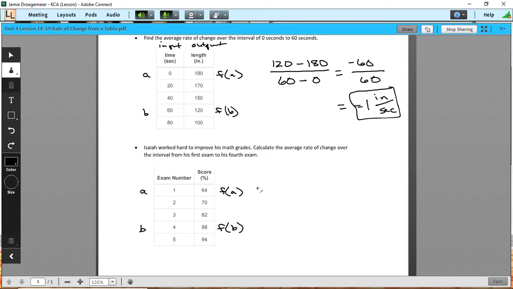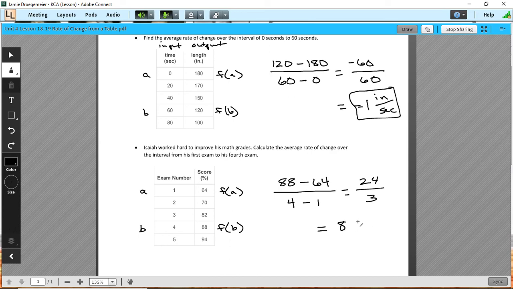All right, and now we're going to go ahead and plug those values in. So f of b was 88 minus f of a, which is 64, over B, which is 4, minus a, which is 1. We do our subtractions. 88 minus 64 is 24. 4 minus 1 is 3. 24 thirds, we can simplify that. 24 divided by 3 is 8.